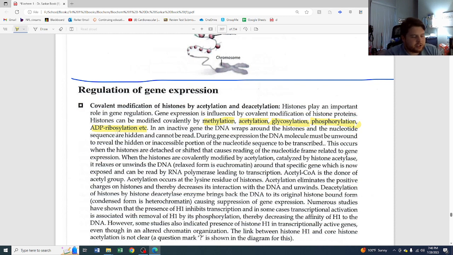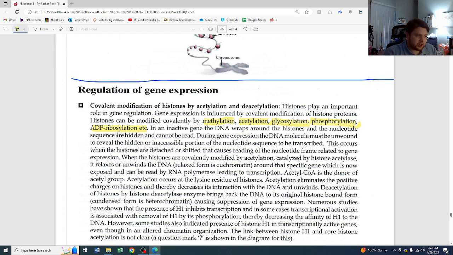So in an inactive gene, or when the gene is turned off, the DNA wraps around the histones, and the nucleotide sequences are hidden and cannot be read. So think of it like the histone just grabbing and holding and hugging onto the DNA, making it so that other proteins can't come in and they can't read that strip of DNA. They can't read that specific code, which codes for specific proteins that will go off and do a specific function. So that's talking about an inactive gene, right? The histone is hugging it really tight.